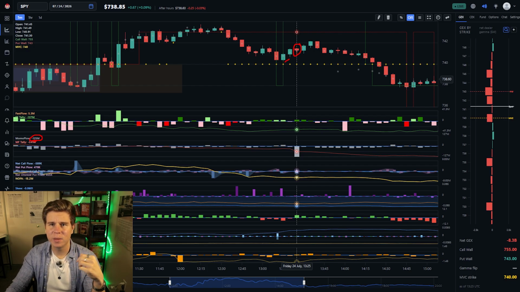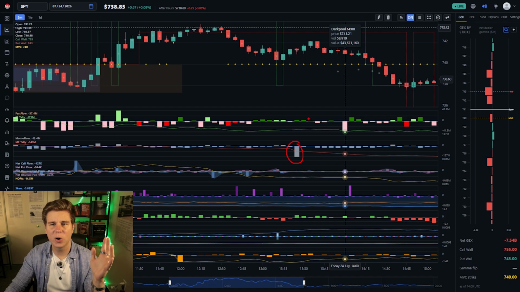But as you can see, we were in a bit of an uptrend, and all this big Momo bar did is create this little wick, and that's all it could do, because in reality, this is a very, very, very small move in SPY.